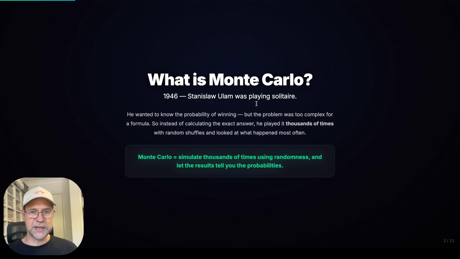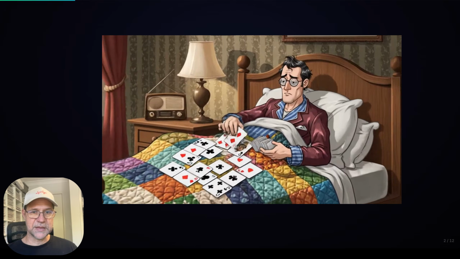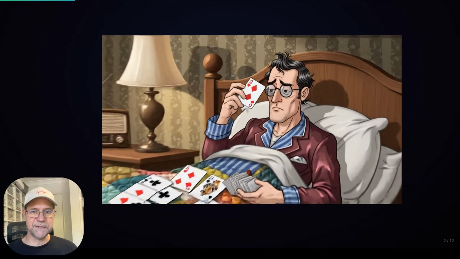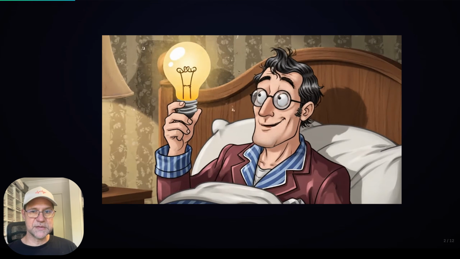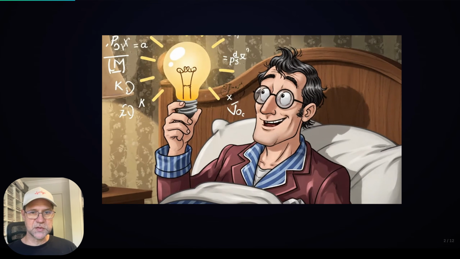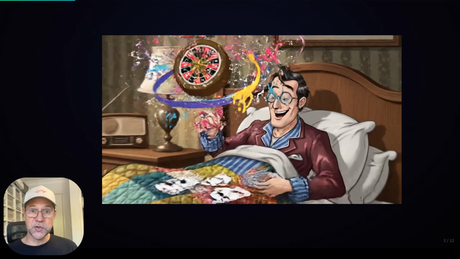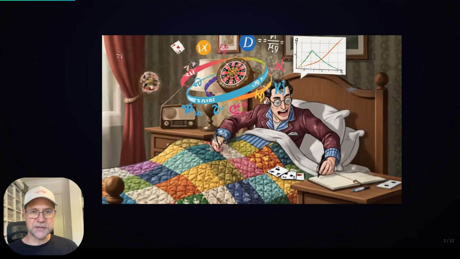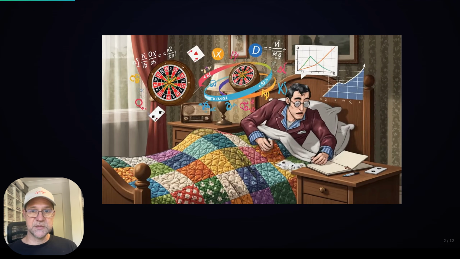During his recovery, he started playing hundreds and hundreds of games of solitaire. He's a smart guy, and he was thinking about probability and maths all the way through this. So he wanted to understand the probability of winning a hand and realized that the problem was too complex for just a neat formula. So instead of trying to calculate the exact answer, he just played thousands more times with random shuffles and looked at what would happen the most. Then, when he got better, he went to a colleague of his, John von Neumann, and they applied the same idea to simulate nuclear reactions. And that's how the Monte Carlo system was born.